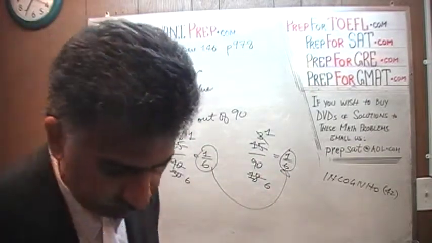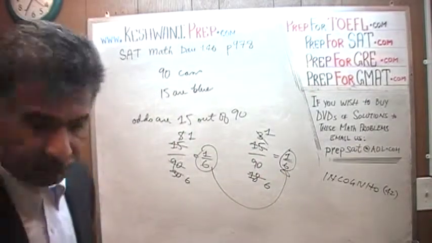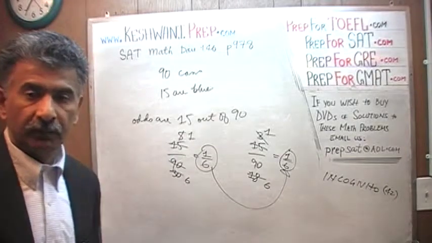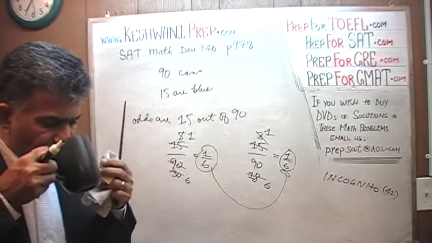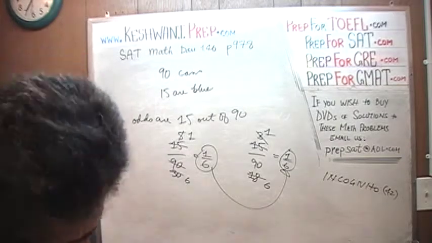The answer is 1/6. The odds are 1/6 that the document that you throw away is going to end up in a blue can. Number 4.